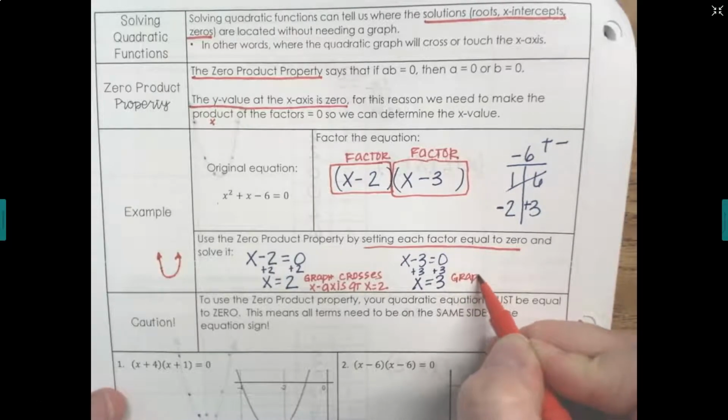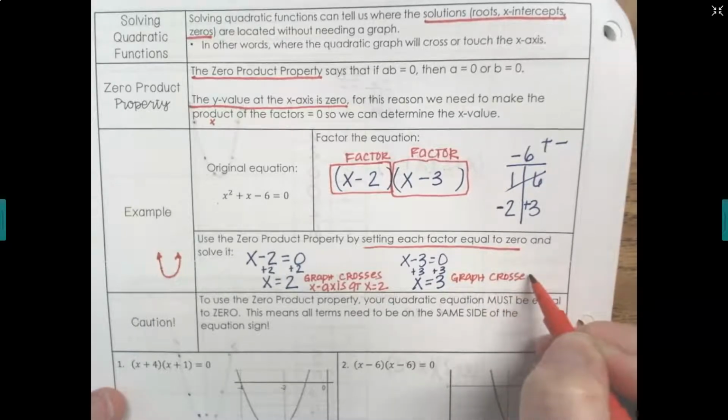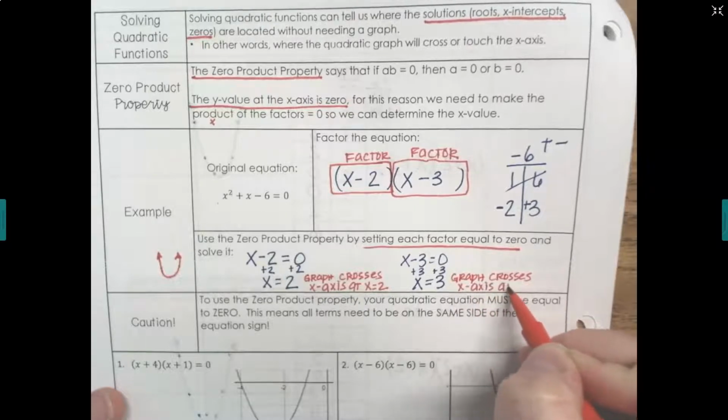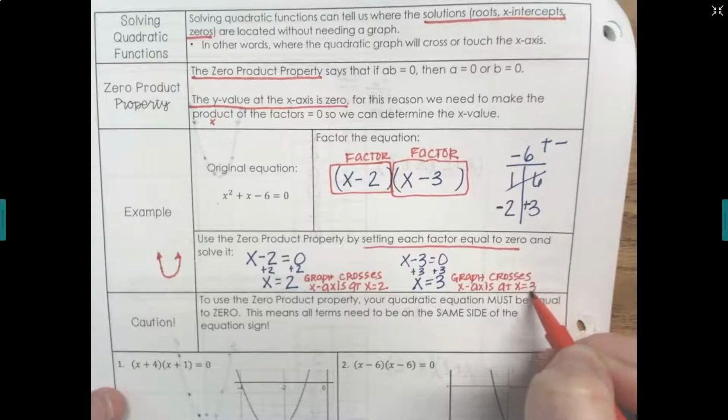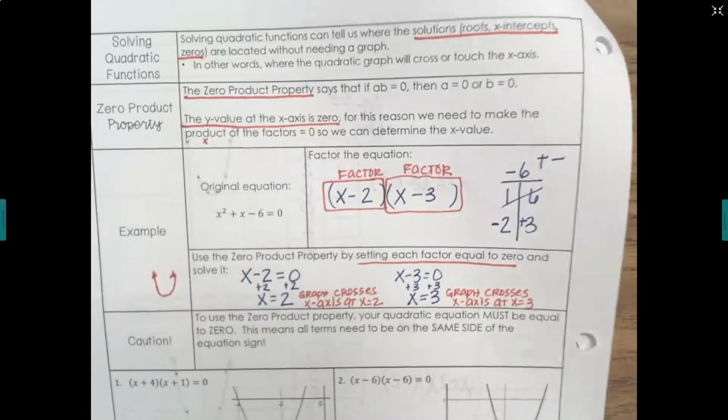crosses or touches, it doesn't have to cross, the x-axis at x equals 3. So we can kind of envision it: the graph goes through, one arm goes through at 2 and the other arm goes through at 3, so that tells you it's a skinnier section right there. They're pretty close together. So let's take this idea and look back at the front again.